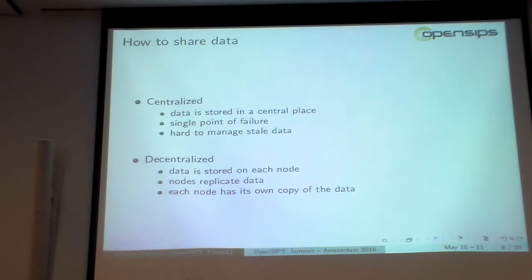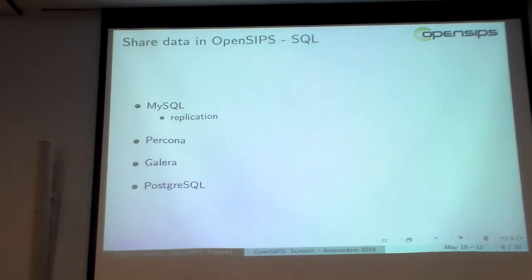For example, if one node goes down, somebody has to know that and erase the information, so the management is very hard. In a decentralized way, the data is stored on each node, and nodes replicate data to each other, and each node has its own copy of the data. The stale data problem is solved when, for example, you detect a node is down, then you can delete everything about it. But we'll discuss this a bit later.